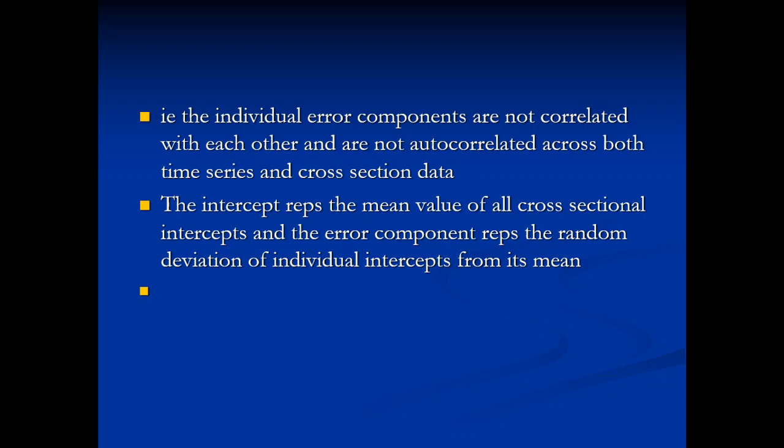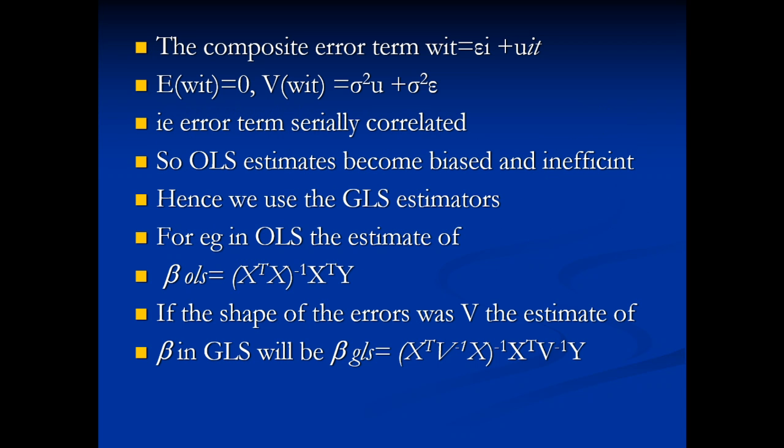The intercept represents the mean value of all cross-sectional intercepts, and the error component represents the random deviation of individual intercepts from its mean. So the composite error term w_it is equal to epsilon_i plus u_it. Expected value of w_it is equal to 0. Variance of w_it is equal to sigma squared u plus sigma squared epsilon. That is, the term is serially correlated. Now variance becomes this too. So OLS estimates become biased and inefficient. Hence we use the GLS estimate. So now that you can skip.